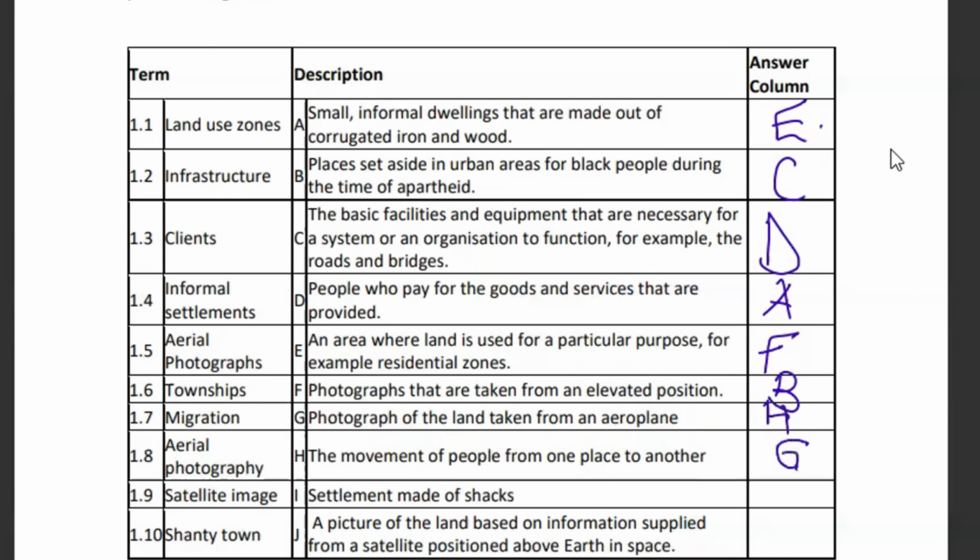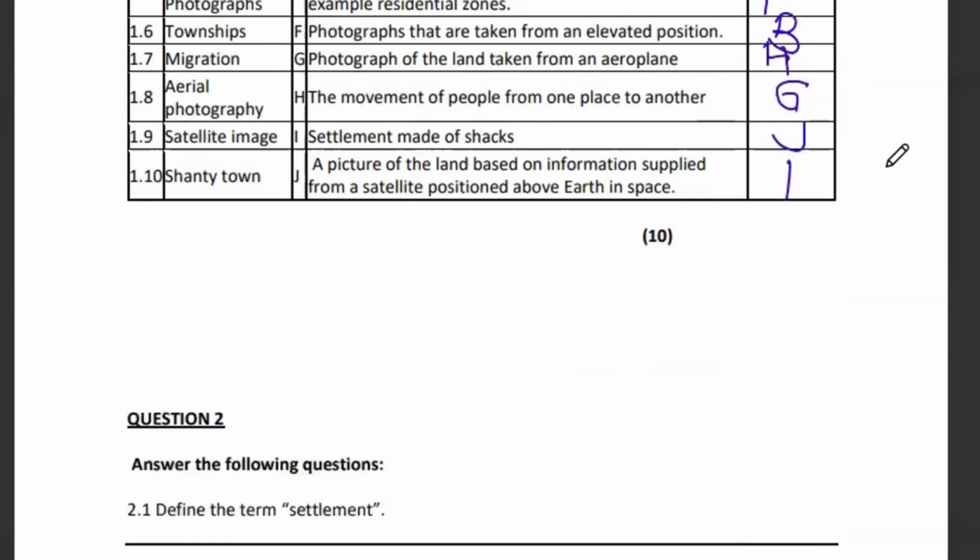Yes, it's G. Then satellite images. It's J, which is a picture of land based on information supplied from a satellite position above in space. And then shantytown goes to I, settlements made of shacks, right?